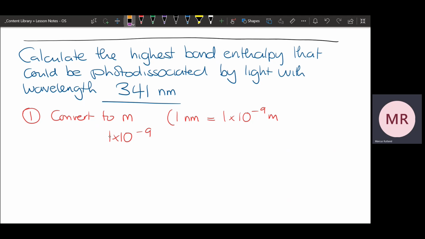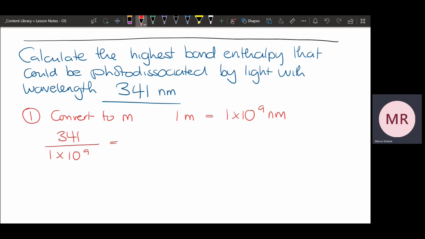Actually, maybe that's a confusing way around of putting it. Let's write down what we wrote before. That 1 meter is 1 times 10 to the 9 nanometers. So to get from nanometers down to meters, you're going to be dividing by 1 times 10 to the 9 in order to go from 1 times 10 to the 9 down to 1. So we can take our 341 nanometers and divide by 1 times 10 to the 9. And what we'll get is 3.41 times 10 to the minus 7 meters. So this is the wavelength in meters.